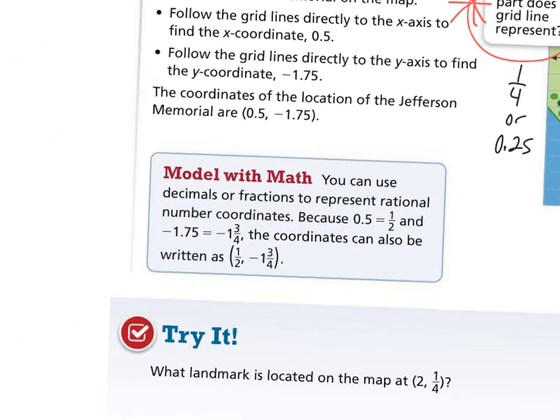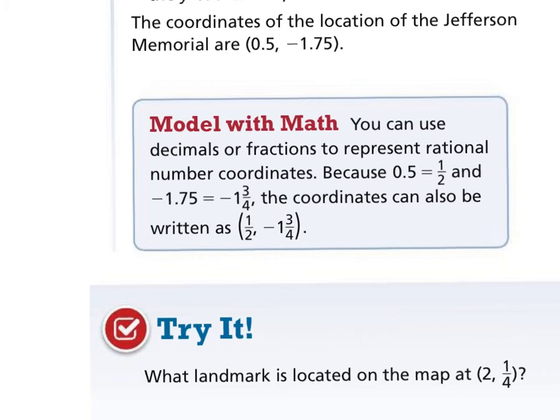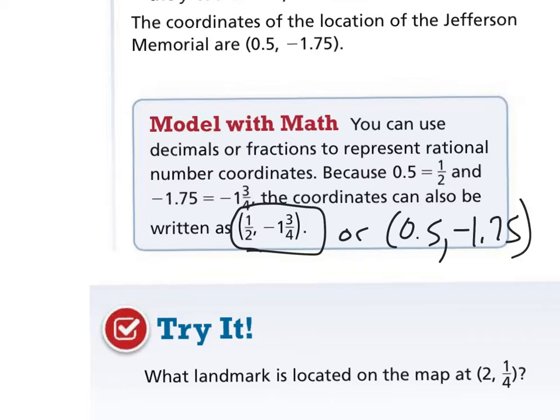So out of that, that's how they got this. The coordinates here are 1/2, -1 and 3/4. And again, if you had decimals instead, you could say 5/10 and -1 and 75/100ths would be okay also.